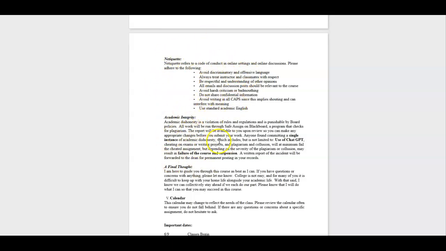And academic integrity, please do not use ChatGPT to write your papers for you. I will find out, and you will fail the class. So write your own work, do your own work, and that's it. That's the most important thing. If you use ChatGPT or if you plagiarize, it's not going to be good, okay? You will fail the class.